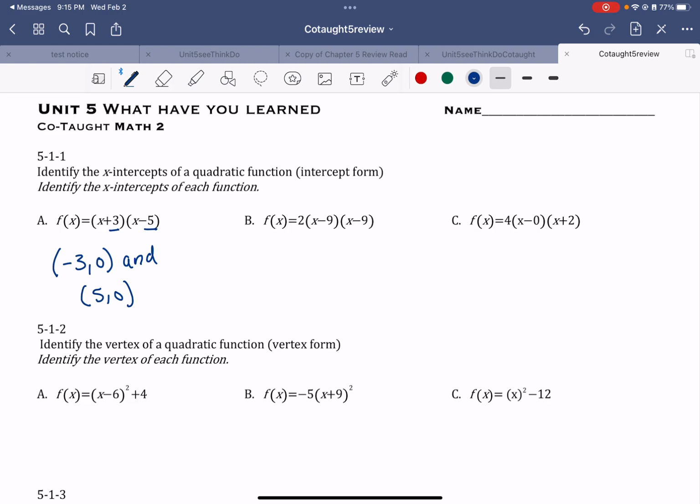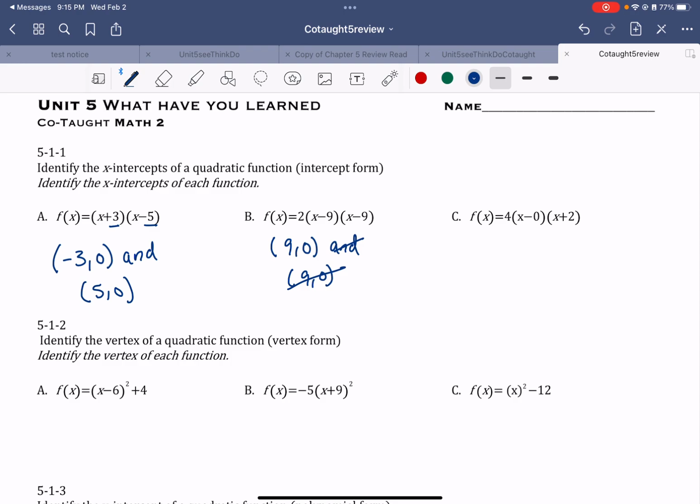All right, B, let's see, we have +9, 0, and again, +9, 0. So in this case, we actually only have 1 intercept. So we don't have to list it twice because it's the same thing. So we could just leave it as just the 1 number. If you're wondering why that might happen, it's because the parabola is going to look something like this, where the intercept actually happens to be the vertex. So it only touches in 1 point. So usually we have 2 intercepts, but sometimes we only have 1 if it's just balancing right on the vertex.